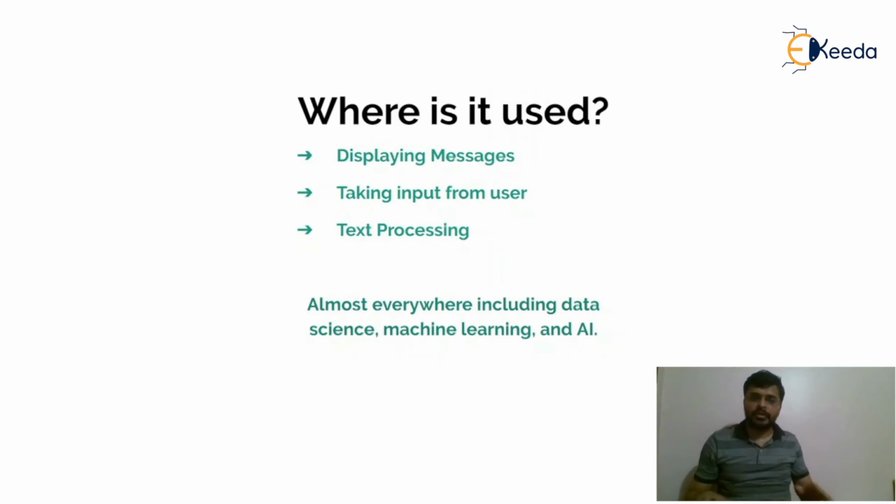A string is generally used to display some message to the end user. It is also used to read an input from the user. Whenever you want to process some kind of text, you are actually internally processing a string. So string is almost used everywhere in Python. Whether you are working on a data science project, machine learning, or AI, you will find a string being used over there.